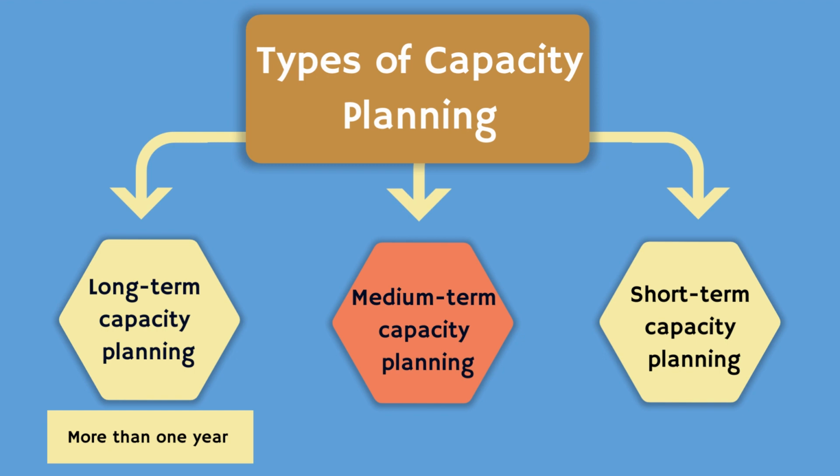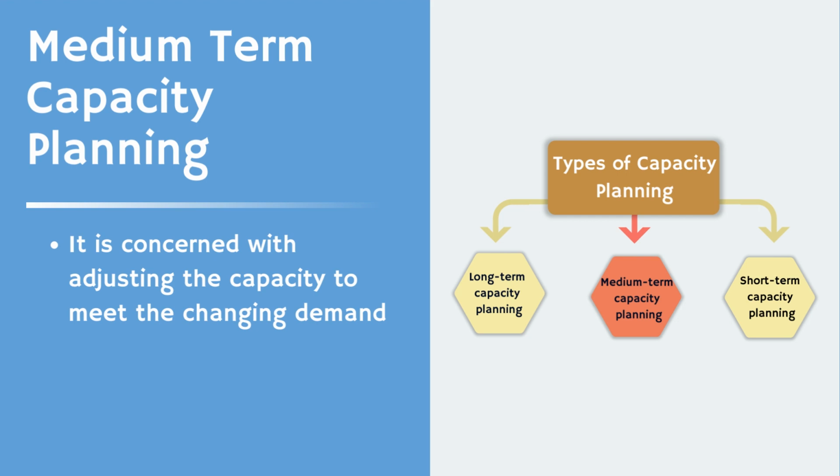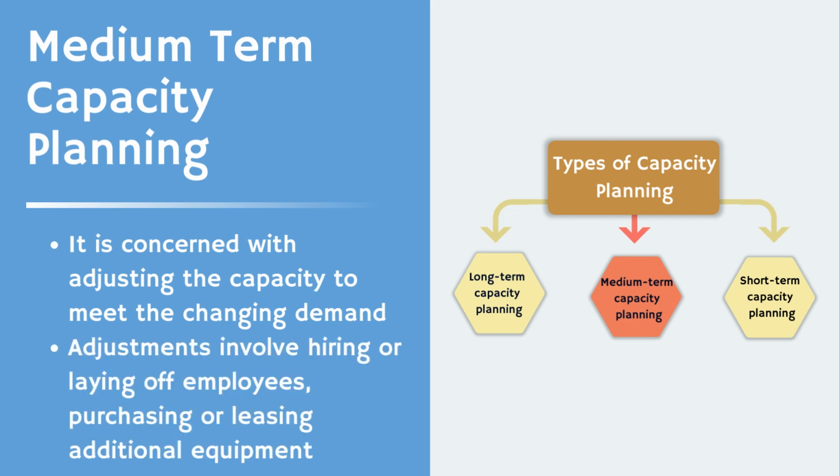Medium-term capacity planning typically covers a period from 3 to 12 months. It is mainly concerned with adjusting the capacity to meet the changing demand. The adjustments could involve hiring or laying off employees, purchasing or leasing additional equipment, or outsourcing some activities.